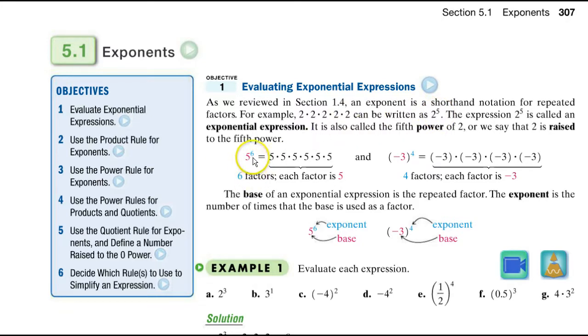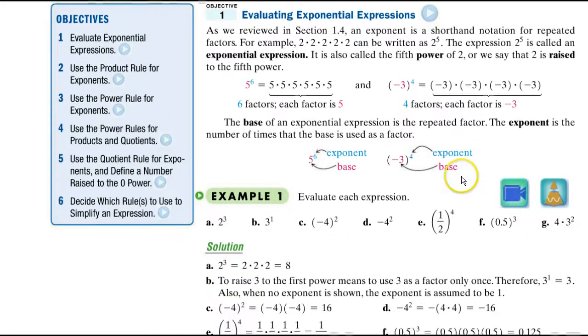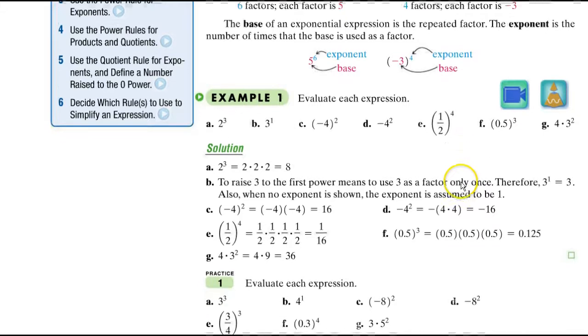So 5 to the 6th power would be this. Now, -3, interestingly, in parentheses, indicates that it's a -3, that's the base. So it's going to be a -3 multiplied by itself, and it becomes an even number. Okay, so there's the base, and then there's the exponent. So let's do a few of these.